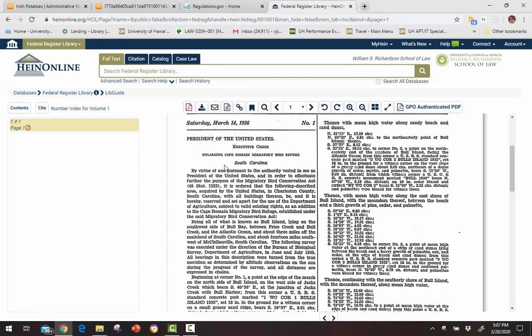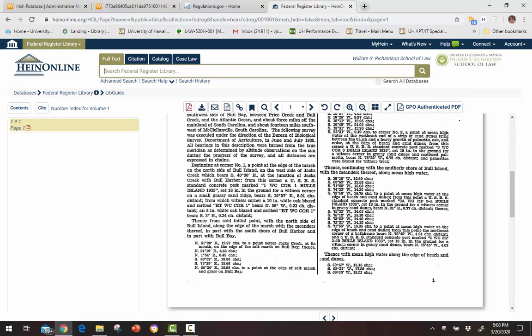Enlarging the Cape Romain Migratory Bird Refuge in South Carolina. March 14th, 1936. So that would be what president? FDR? That's right, I think FDR, or Hoover, but where does he sign it? Is it at the second next page?